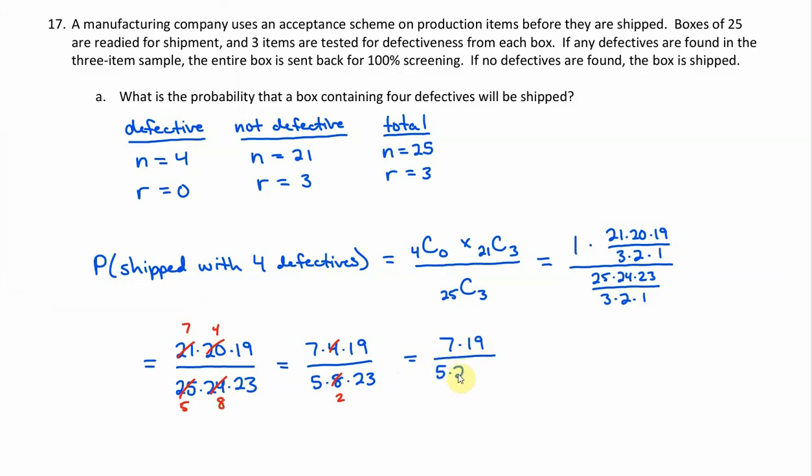That's definitely 230. So on top, that's 133. Right? Because it's 140 minus 7. So 133 over 230, which I have the decimal written down. It's 0.5783. So if there are 4 defectives, still a decent chance that the box gets sent out anyway. Still over 50%.